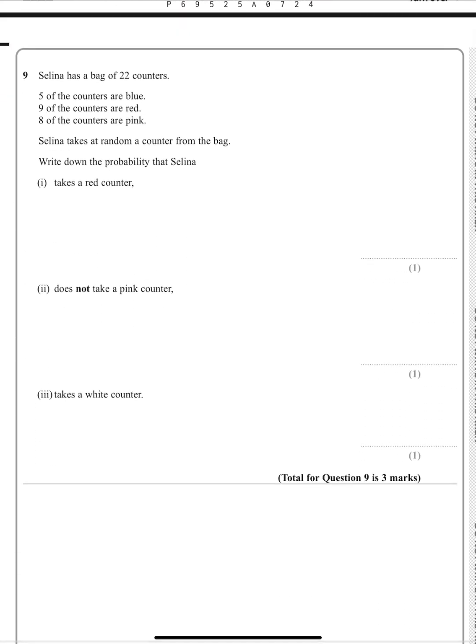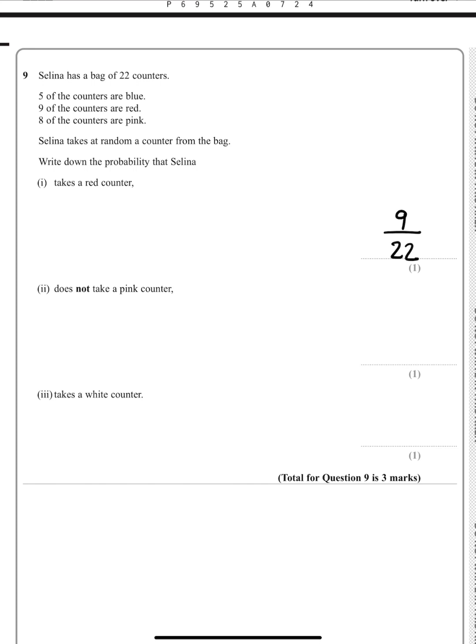Question number 9. Selena has a bag of 22 counters. 5 of the counters are blue, 9 are red, and 8 are pink. Selena takes at random a counter from the bag. Write down the probability that Selena takes a red counter. So our probability is going to be the number of red counters over the number of counters in the bag in total. So the number of red counters are 9, and then there are 22 counters in the bag. So it's just 9 out of 22.